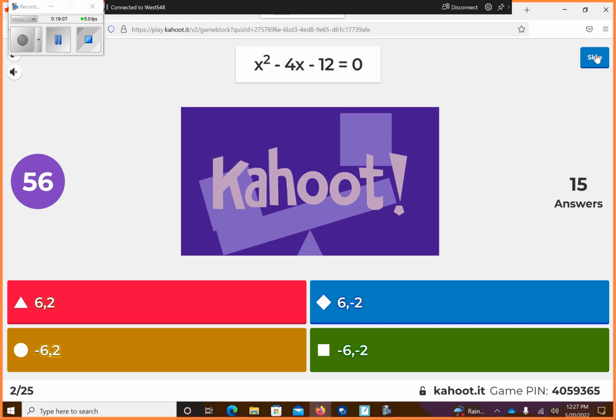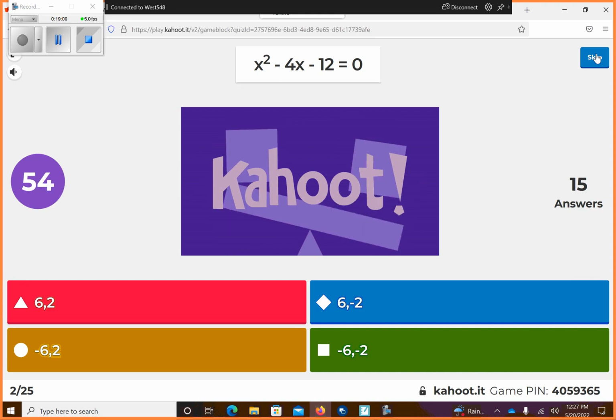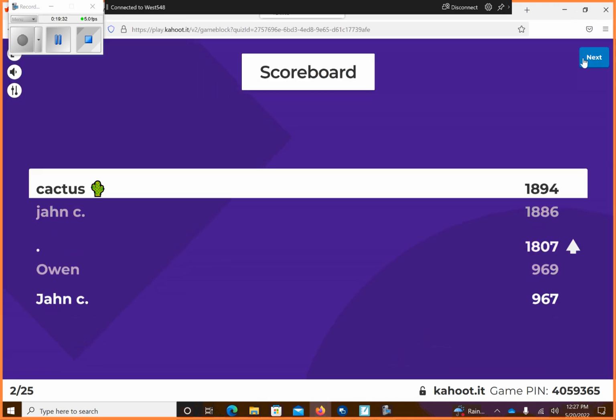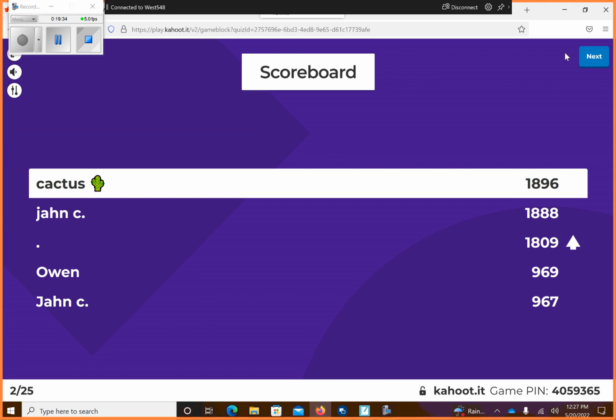Okay, ready, set, red's the answer, go. What, I got it right? Why is it blue? Yeah, because it's 6 minus 4. It's -4. Oh, it should have been x minus 6 and x plus 2. Stirrup is a moron. What screen? Did it work? I'm hacking. All right.